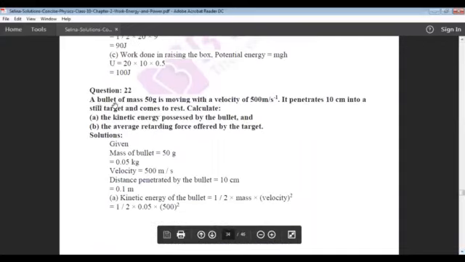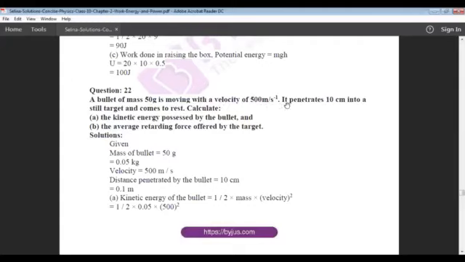Second, a bullet of mass 50 gram is moving with a velocity of 500 meter per second. It penetrates 10 centimeter into a still target and comes to rest. Calculate the kinetic energy possessed by the bullet and the average retarding force offered by the target. Okay, so mass of the bullet is 50 gram. We'll convert it into kg. So that will be 0.05 kg, 50 divided by 1000.